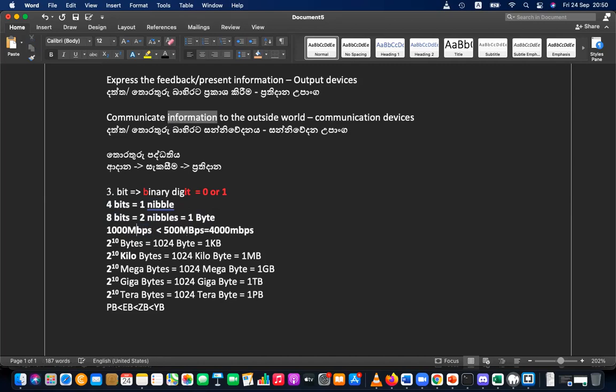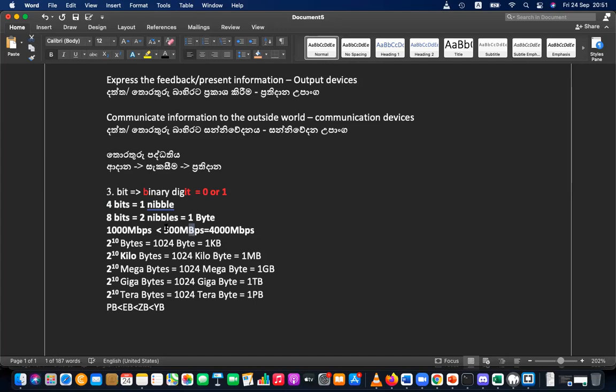Sometimes it's like this, right? Megabit per second. Anyway, the M should be in capital. Megabit per second. And if it is MBps, it is megabyte per second. Actually, 500 megabyte per second is larger than 100 megabit per second. Why? 1 byte is 8 bits.